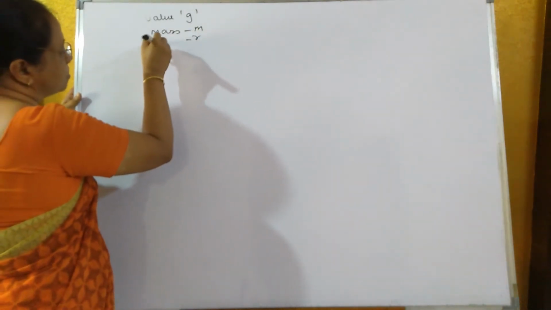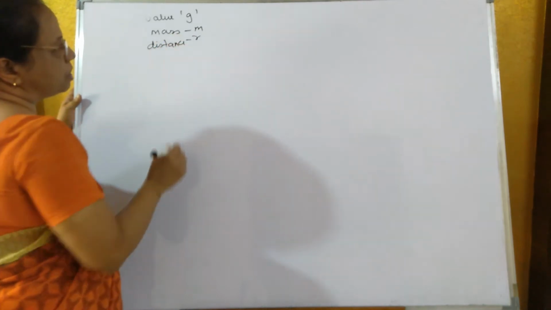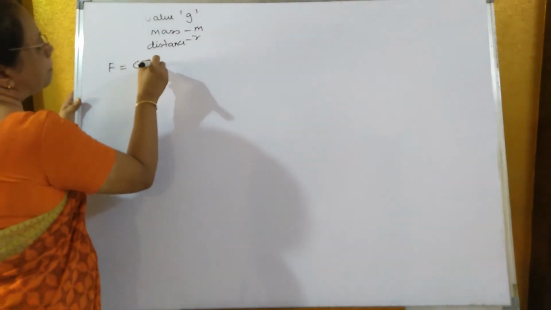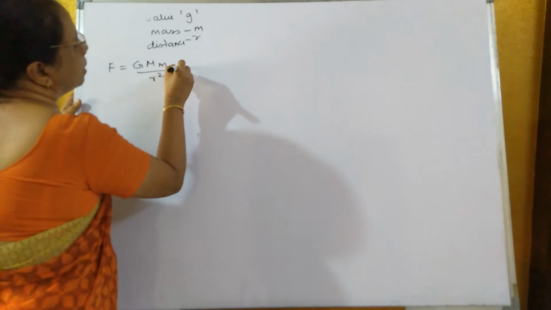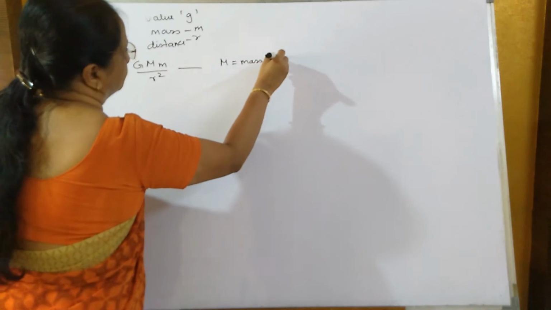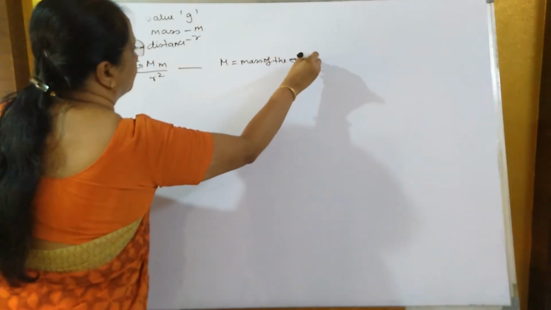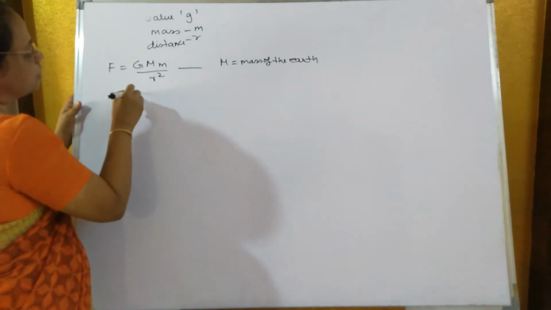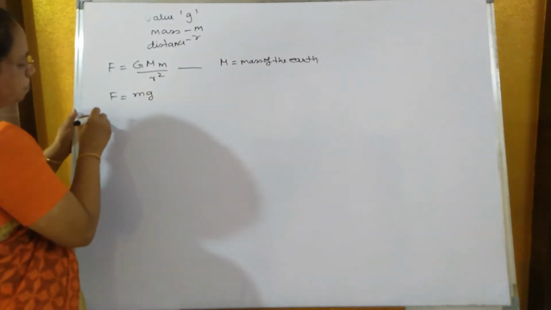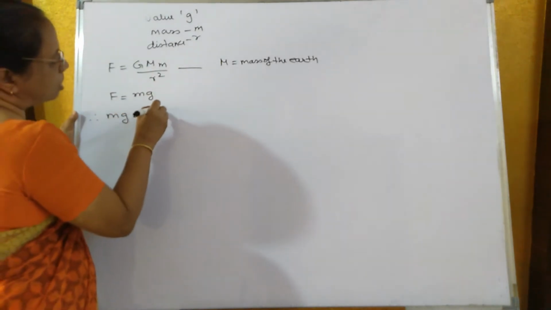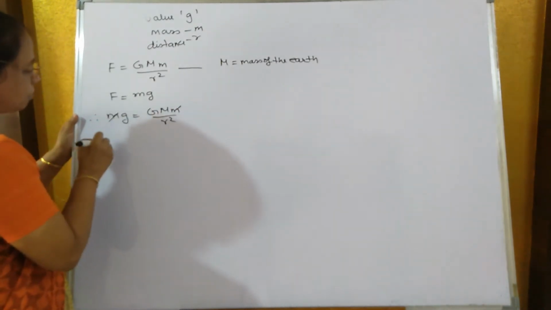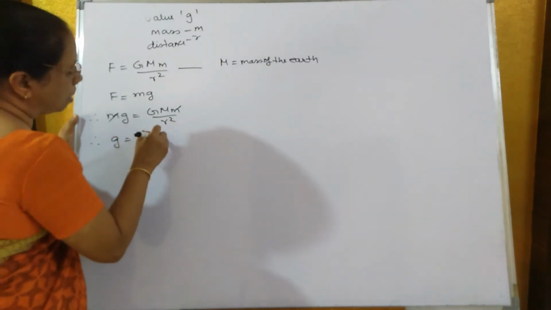So the distance of the object from the center of the earth is r. Therefore force will be equal to G M m upon r square, where M is the mass of the earth. Now another formula for F is equal to m into g. Both are force, so this should be equal to this. Therefore mg should be equal to G M m upon r square. m and m will get cancelled, therefore g is equal to G M upon r square.